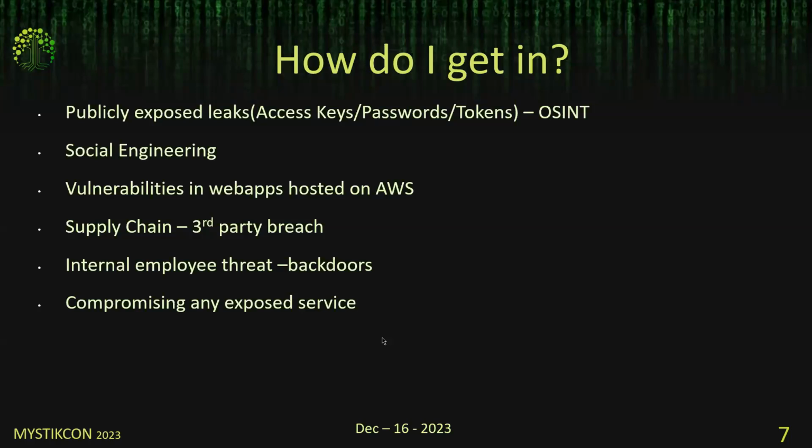OSINT, the good old way of doing things. Social engineering, phishing, tricking employees into accepting prompts, 2FA prompts, these things. Then vulnerabilities hosted in web apps, or exploiting some publicly exposed functions which are executing code in the backend. So if you can get that RCE or SSRF kind of stuff, that can help you get in.